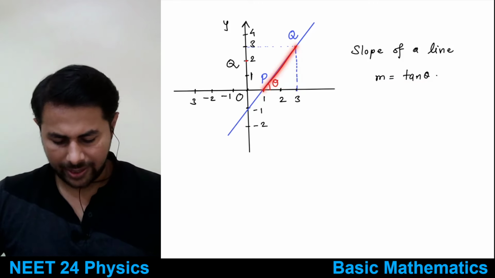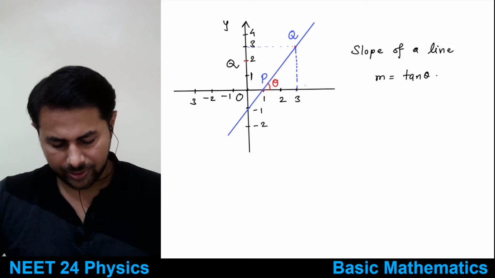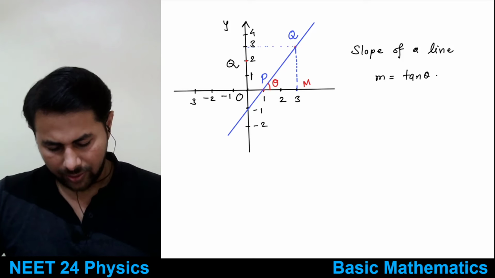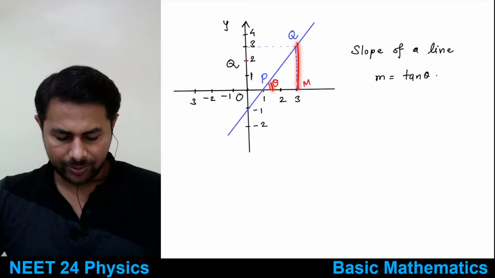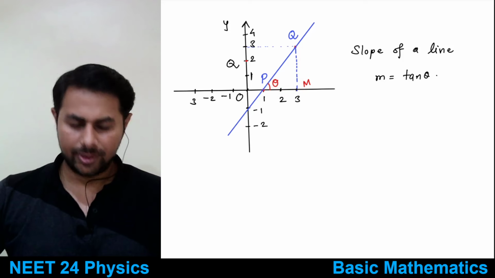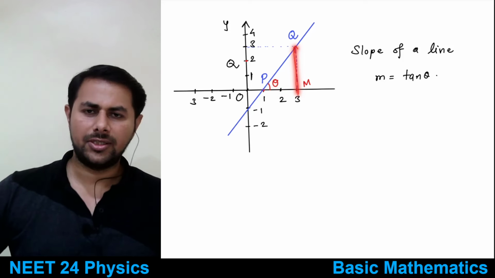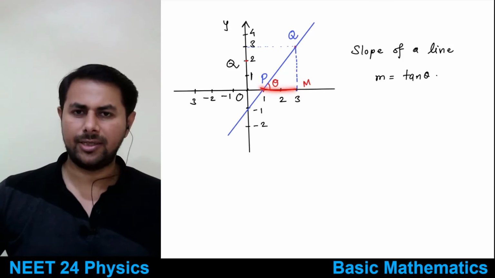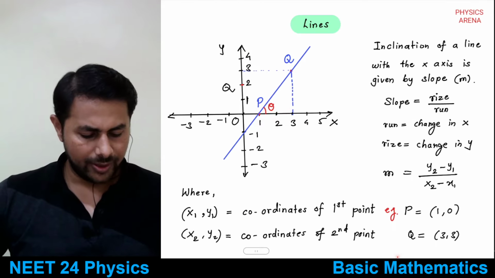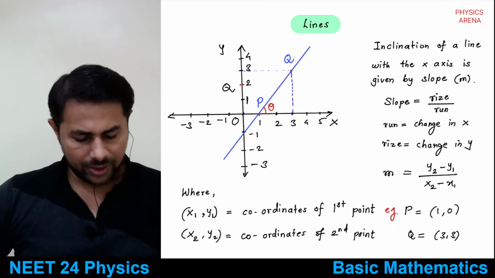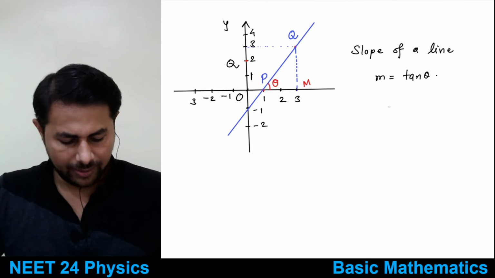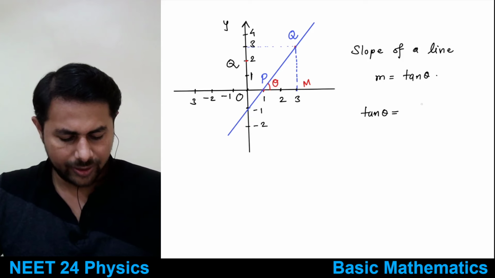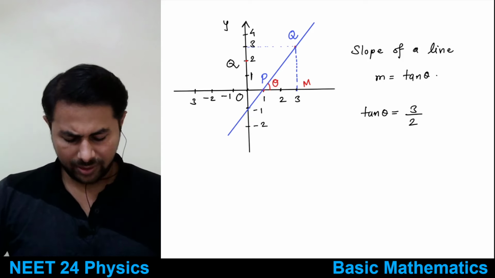If you think about this triangle, you can call this point anything. Let's suppose this point is M. So you have triangle PQM. You have tan of this theta is opposite side divided by adjacent side. So that is y2 minus y1 divided by x2 minus x1. So it's 3 by 2, right? We found it, it's 3 by 2. So that means tan of theta is equal to 3 by 2.